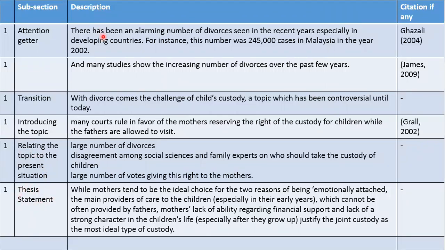In the description part, you need to write exactly what is your attention getter, your transition, or you're introducing the topic. And in the third column, you need to write the citation if there are any. Of course, it means that sometimes maybe there are not citations. For example, here for this transition, I don't have any citations. Or for this relating the topic to the present situation, or for thesis statements, I don't have any citations here. Usually for thesis statements, we don't put any citation.